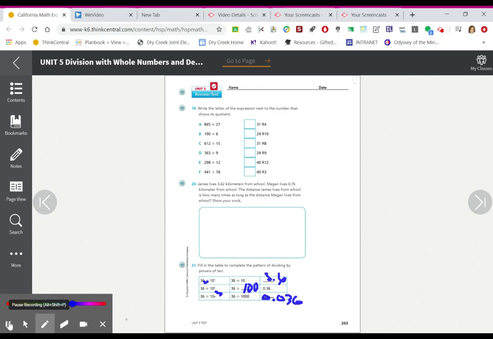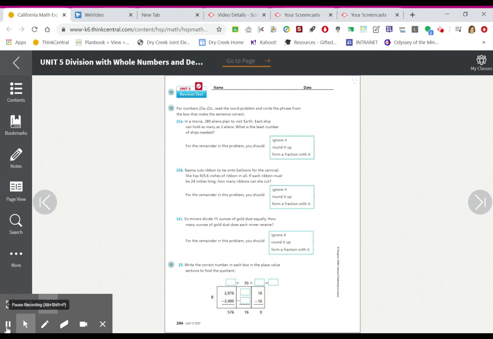All right, on to the next page. For 22A through 22C, it says read the word problems and circle the phrase from the box that makes the sentence correct. So they're not asking me to solve anything. All they're asking me is what do I do with the remainder?